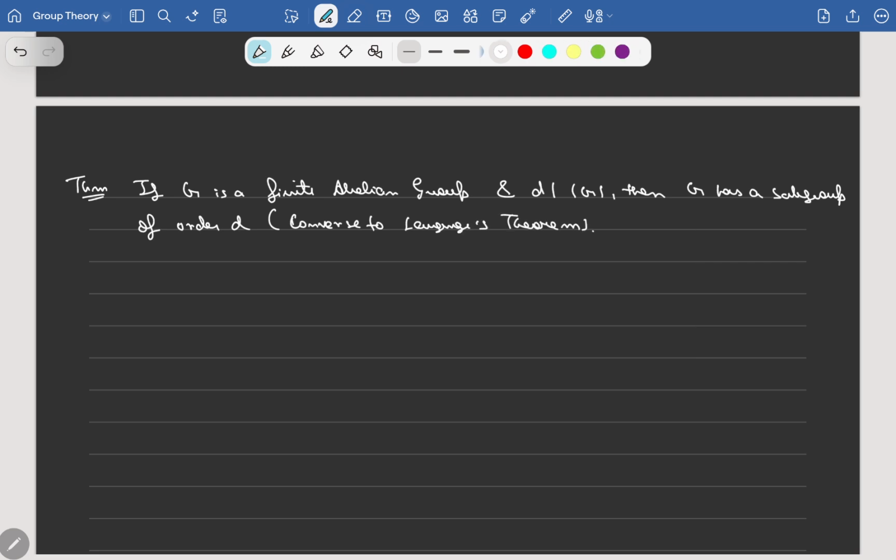But this does not hold in general. In A4, what is the order of A4? The order of A4 is 4 factorial over 2, which is 12, and 6 divides the order of A4, but there does not exist a subgroup of order 6 in A4. Okay.